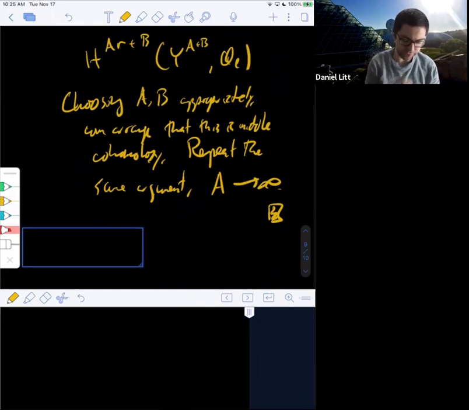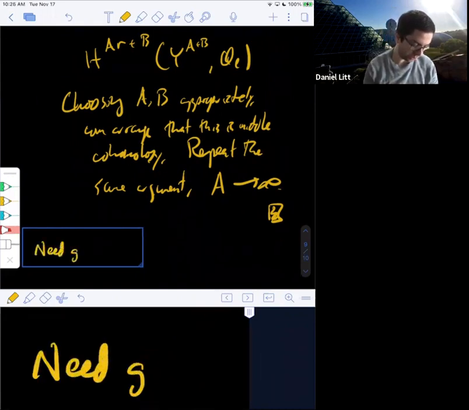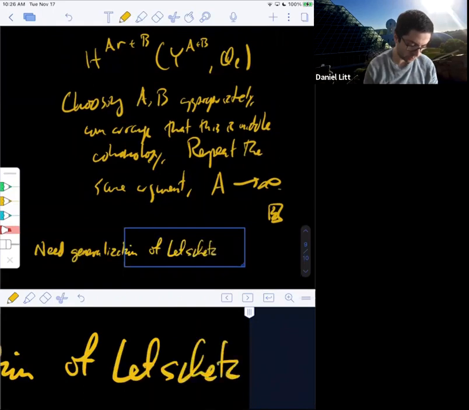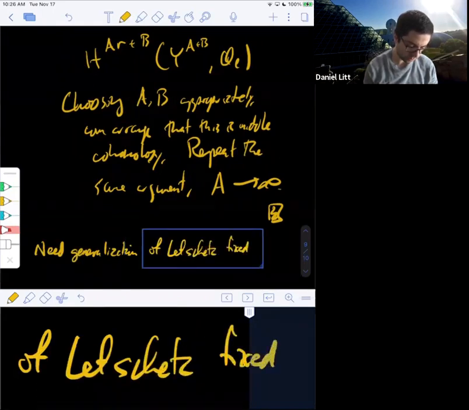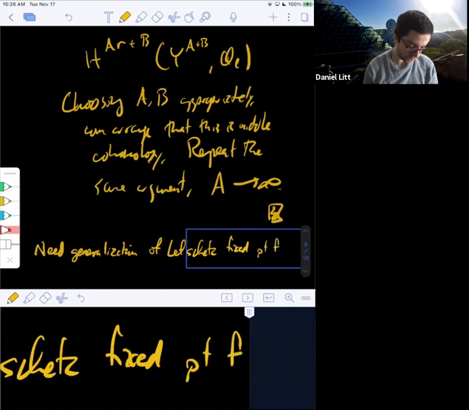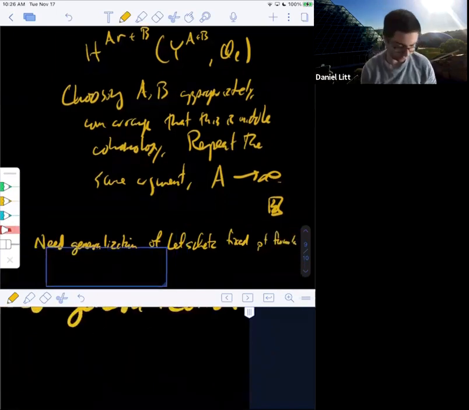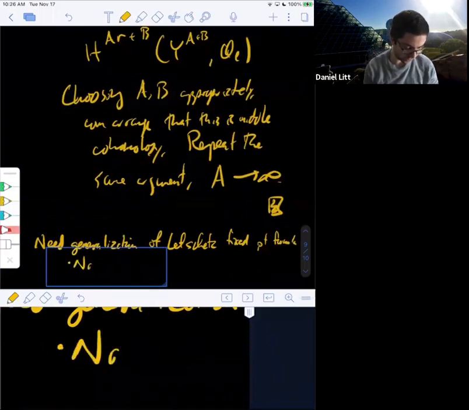So in order to proceed, we'll need to reduce to some situations where we're not working with proper varieties, not working with smooth varieties. So we need a generalization of the Lefschetz fixed point formula, and we need it in a variety of settings. We need it for non-complete varieties, so non-proper varieties.